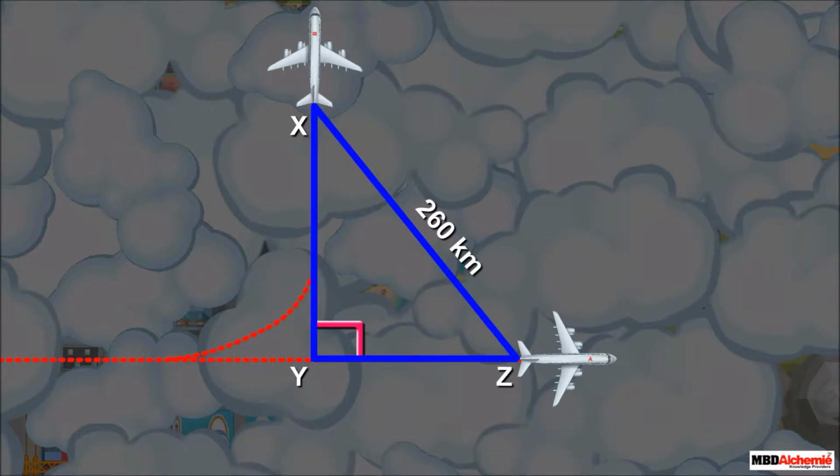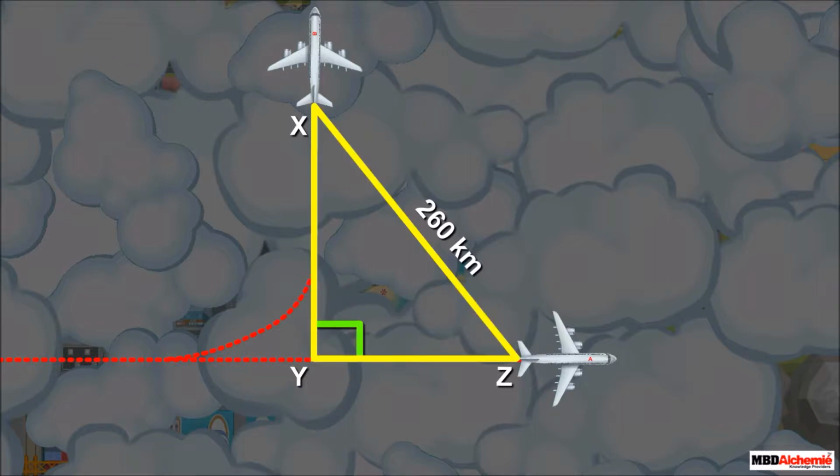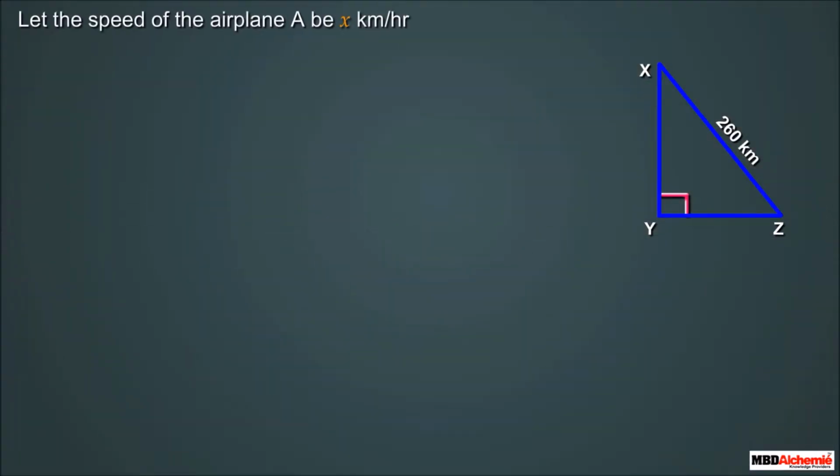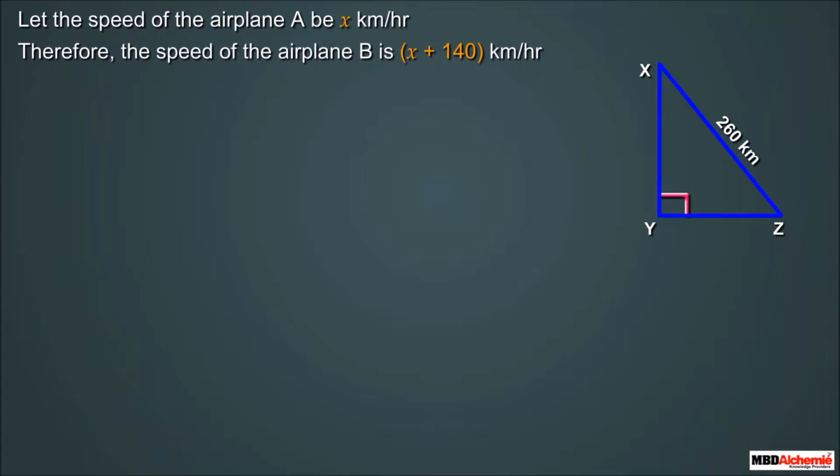Here, for finding the speed of the airplanes, we will form a quadratic equation. Let us observe the path formed by the airplane. It will form a right triangle. Let the speed of airplane A be x km per hour. Therefore, the speed of airplane B is x plus 140 km per hour.